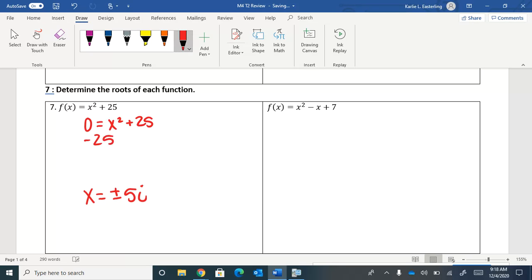If you subtract 25 from both sides, you're left with negative 25 equals x squared. Take the square root of both sides. That's where you get the plus or minus 5i equals x. And I just flipped it around down there.